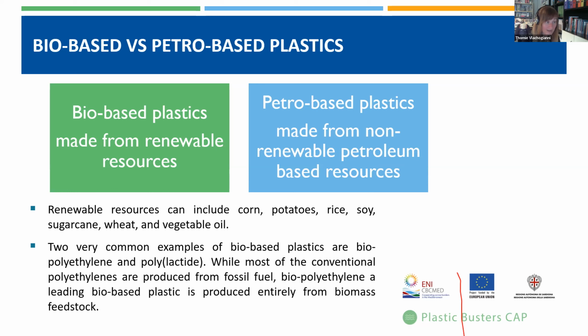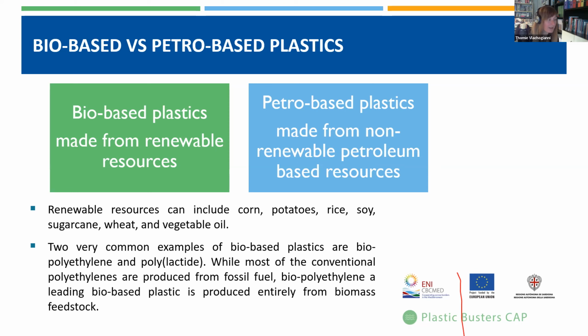And in particular for plastics, bio-based plastics basically are plastics that are made from renewable resources. So for manufacturing plastics, corn, potatoes, rice, wheat, and vegetable oils are being used. While in the case of petrol-based plastics, petroleum-based resources are being used. So once the plastic is being formed, either from bio-based sources or from petrol-based sources, the actual synthetic polymer that comes out is the same.